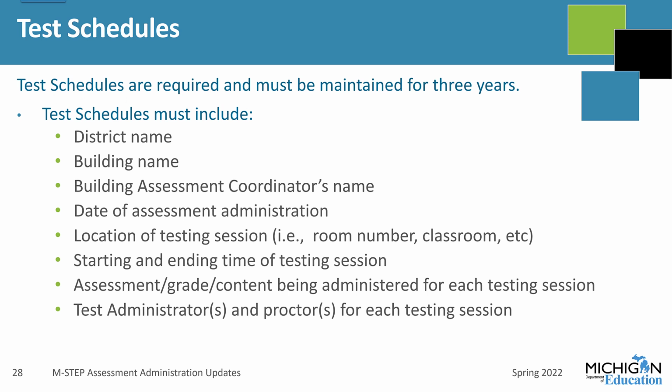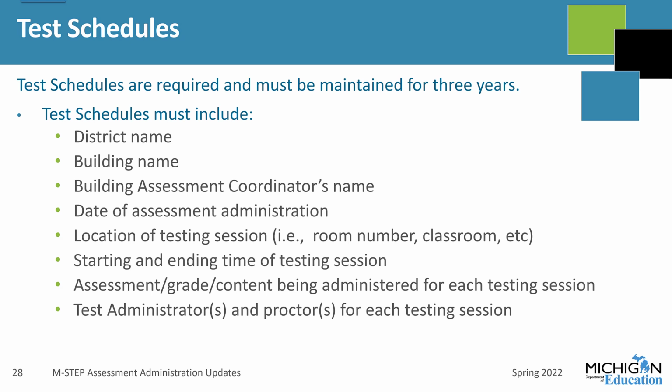Before testing begins, you're going to need to create your building or district testing schedule. These are required to be maintained at the district for 3 years, and they must include the information included on this slide: district and building name, building assessment coordinator's name, the date, location, and starting and ending time of the test administration, the assessment grade and content, and finally test administrator and proctor names for each testing session.